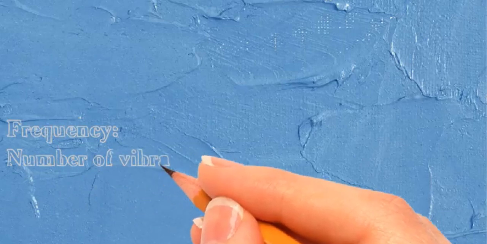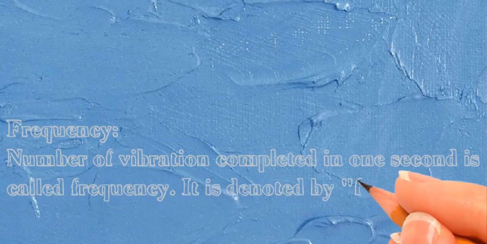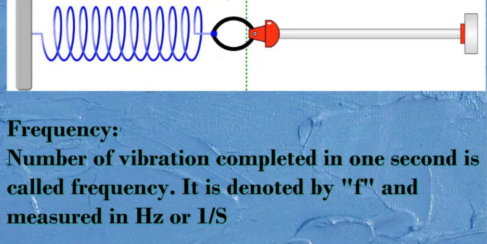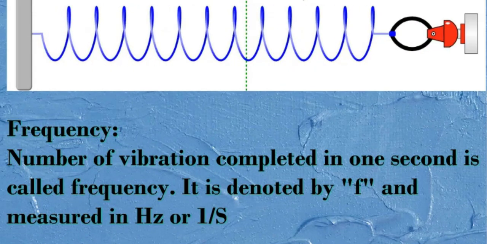Now our next definition is frequency. Frequency is defined as the number of vibrations completed in 1 second. It is denoted by f and measured in hertz, or second inverse.